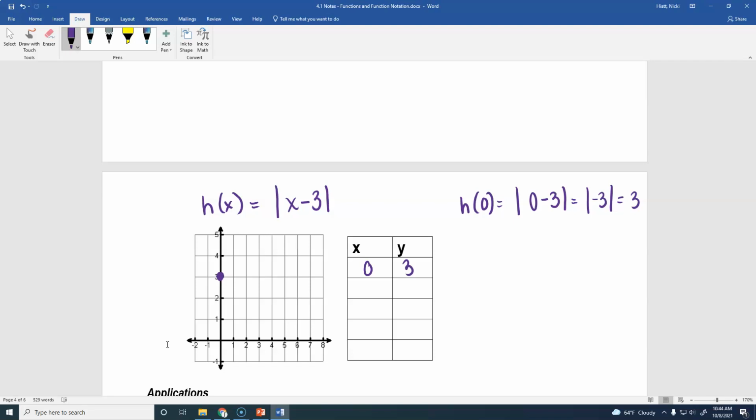Absolute value is the washing machine. It washes away all of your negatives, so you don't have any negatives, and it should never go down below. It's not a straight line.